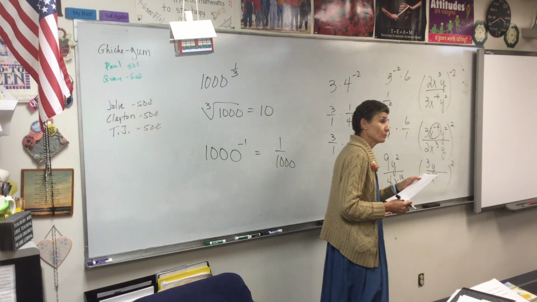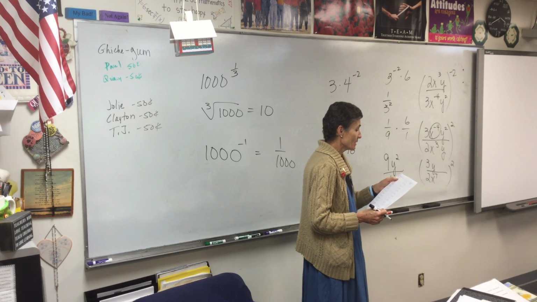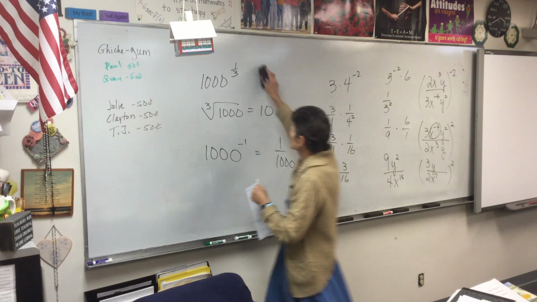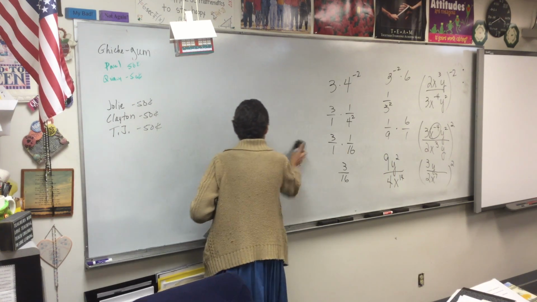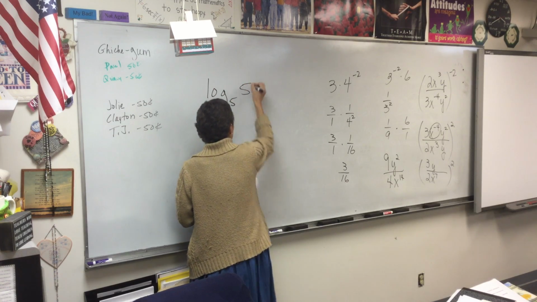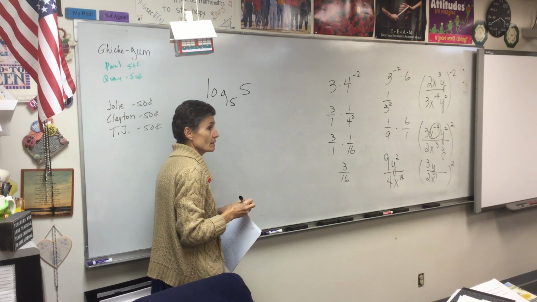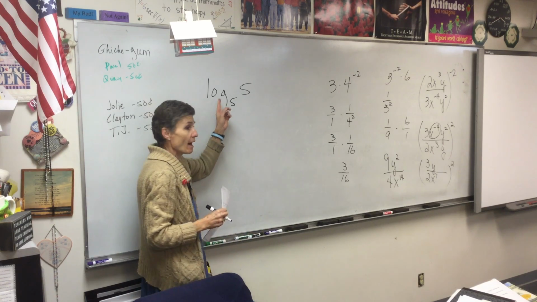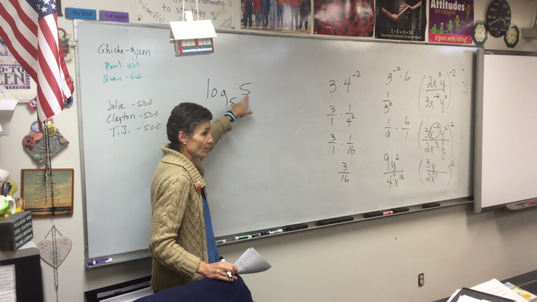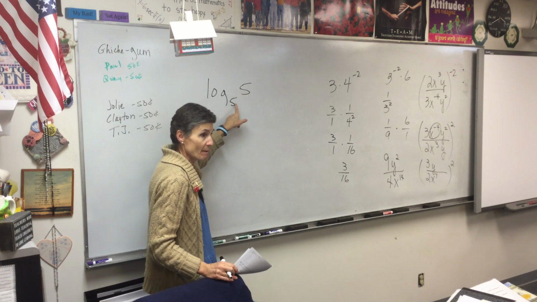So let me show you one of the properties. Problem number 1. Now pay attention. On problem number 1, you have the log base 5 of 5. Whenever you have the base of your logarithm and your number, the same number back to back, they actually cancel.